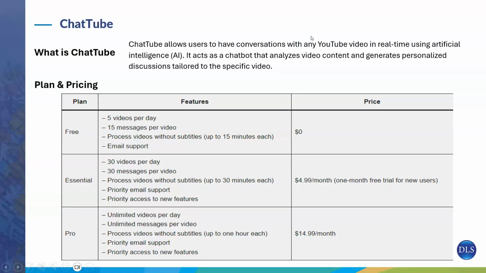So first, ChatTube. Basically, there's two ways to use it. There's a web link, which I'll share with everybody later, and then there's also a Chrome extension. You can use either way. ChatTube is AI powered. You can put the video in, then you can start just talking to the video, asking the AI to pull out important stuff from the video.